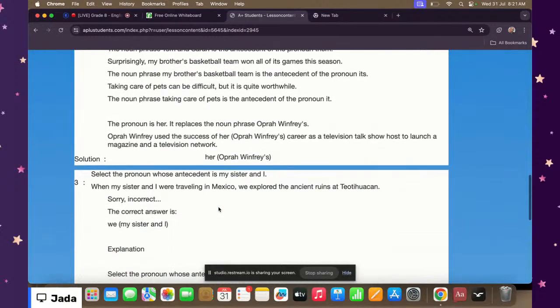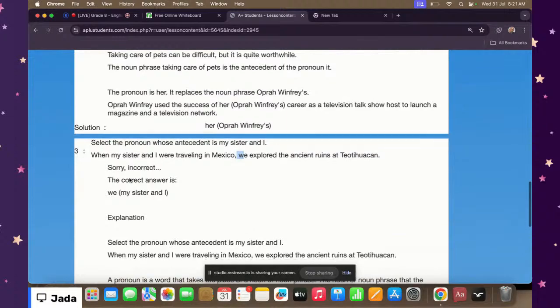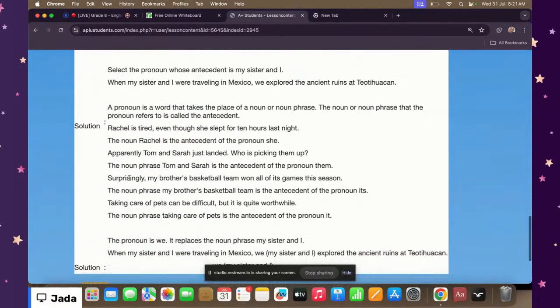When my sister and I were traveling in Mexico, we explored the ancient ruins of Teotihuacan. Select the pronoun whose antecedent is my sister and I. So what is the pronoun between sister and I were traveling? We here is the pronoun of my sister and I. Okay?